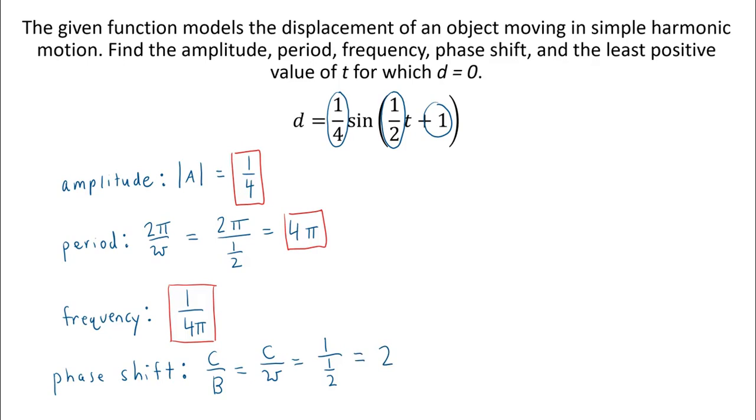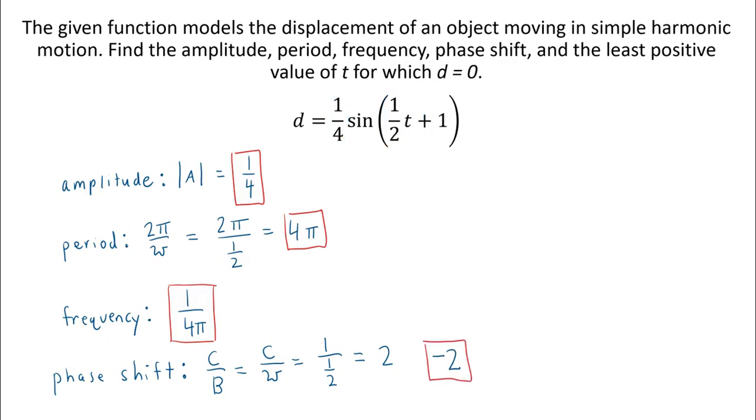And when we're talking about phase shifts or horizontal shifts, a positive 2 phase shift means that the graph of this function would actually move to the left 2 units. So we would signify that phase shift as a negative 2 phase shift. The negative indicates movement to the left.